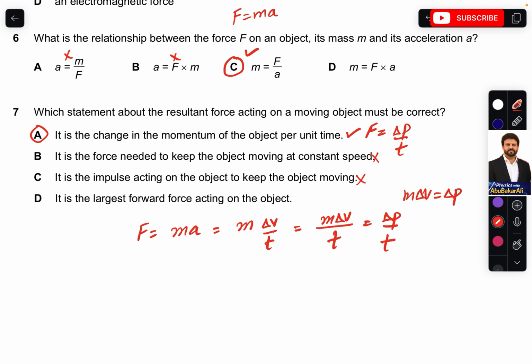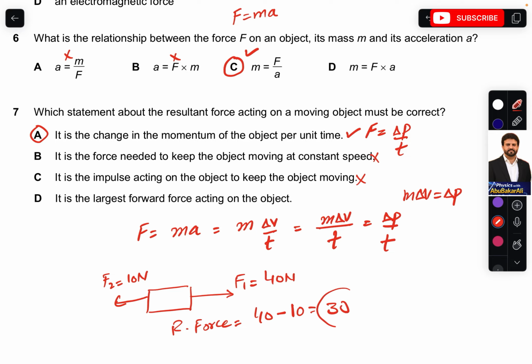No. Why? Let's suppose there are two forces acting on the object. Let's suppose F1 is 40 Newton and F2 is 10 Newton. What is the resultant force? The resultant force will be equal to 40 minus 10, that is 30. So 30 is not the largest. The largest was F1. So it's not mandatory that the resultant force is the largest. So D is also incorrect.